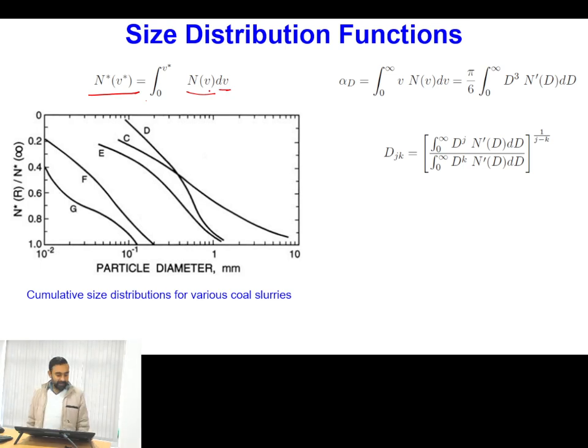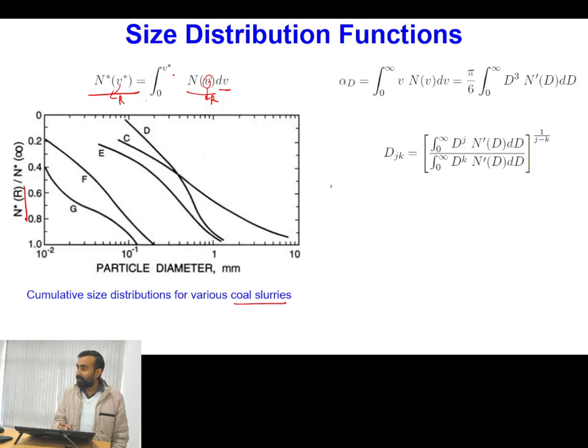Okay, now here you can see what they have done. Typically, if I consider that particles are of identical shape, then volume can be replaced with some equivalent radius defined for that particular shape. Okay, so one size distribution function is given for various coal slurries, designated by symbols C, D, E, F, G, and n star R is actually divided. What is n star R? Can you tell me?